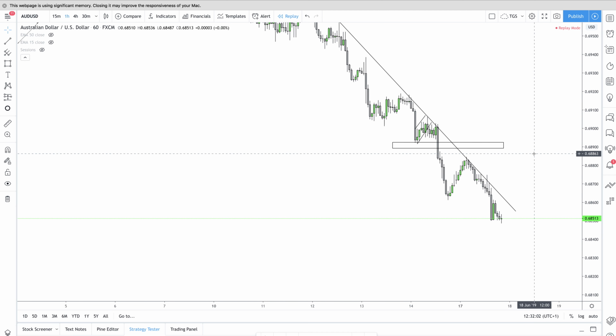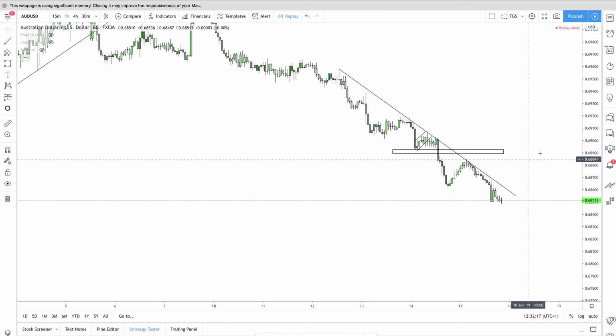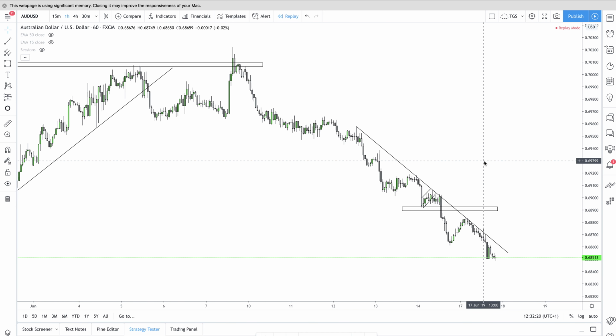So it all comes down to your preferred risk factor. Mine is I need to see a double zone, whether it's a horizontal or a downtrend, an EMA. I need to see more than one confluence in terms of support and resistance for me to be able to take a trade, because single zones are generally quite weak and they can be broken very, very easily.